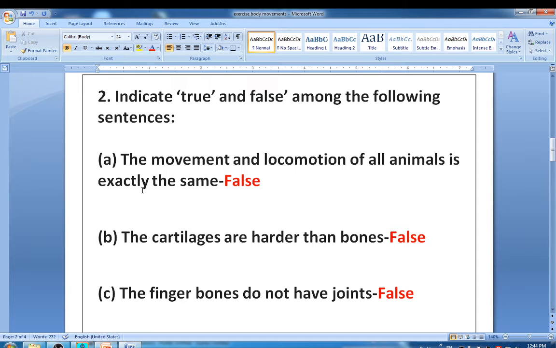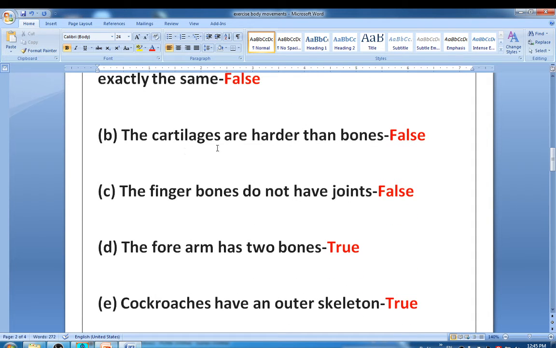Next, true or false. Write the whole sentence and then write true or false. In full words you have to write true and false. Don't write only T and F. See the first one: the movement and locomotion of all animals is exactly the same. Is it? No. So the statement is false, as all the animals move by using different body parts and in different ways.